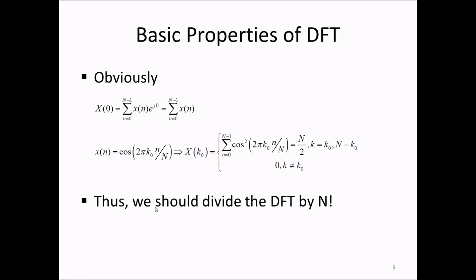Thus, it's obvious that we should divide the DFT by the number of samples, N, in order to make it scaled. This will mean that the X0 value divided by N becomes the mean value of the signal, and that a particular frequency component comes out with the actual amplitude, or half, since it's positive and negative frequencies. We will see that soon.